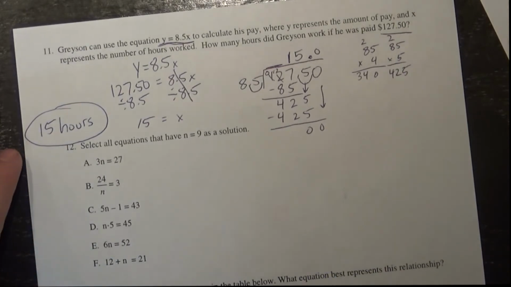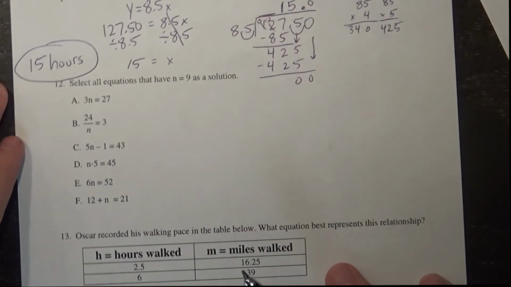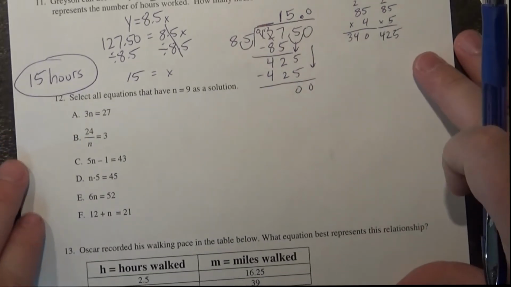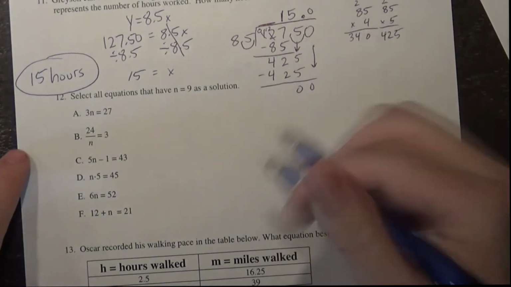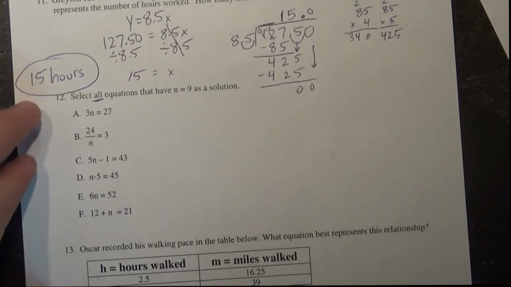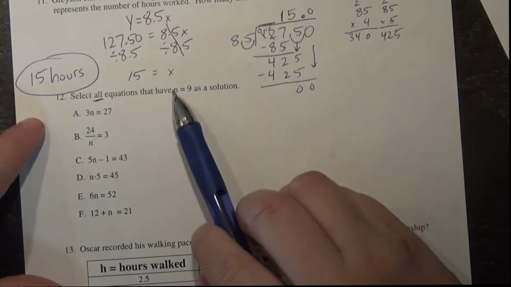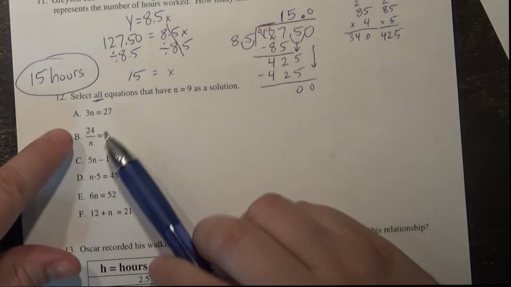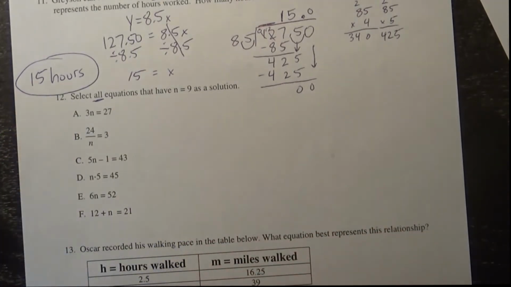Looking at number 12. Now, number 12, some people will look at it and say, oh, this is going to be super easy because we see a bunch of letter options. This is one where we're selecting all of the equations that have n equals 9 as a solution. So I wouldn't say this is going to be an easy question. What we're really going to have to do is substitute in the value of n for every one of these and then solve them to see if they're correct. Now some of them we might be able to use a little bit of mathematical instincts, and maybe right away we're going to look at them and say that can't possibly be.